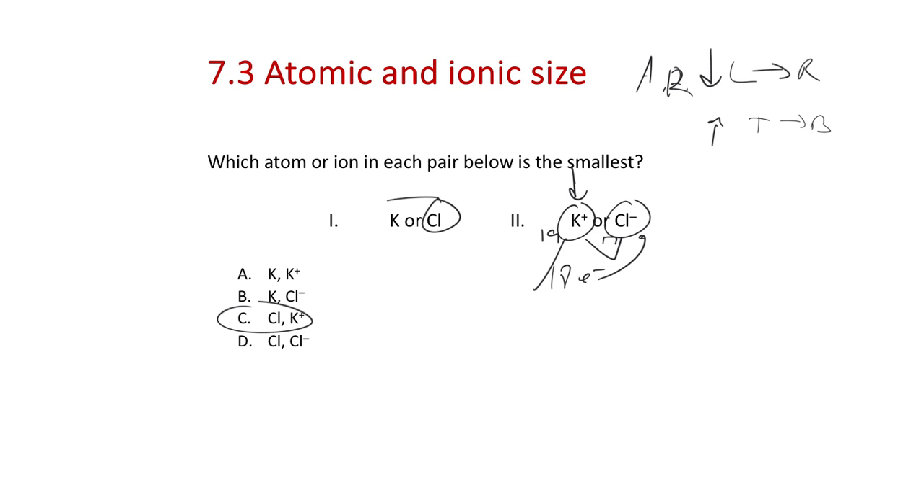Now, cations are smaller than their neutral atoms. If you take potassium, lose the valence shell electron, of course K plus is smaller. If you take chlorine, add an electron in, you increase repulsions and it grows in size. And so anions are larger, cations are smaller, such that K is bigger than chlorine, but then chloride is bigger than potassium ion. Okay, so when you're comparing ions, use your isoelectronic series.